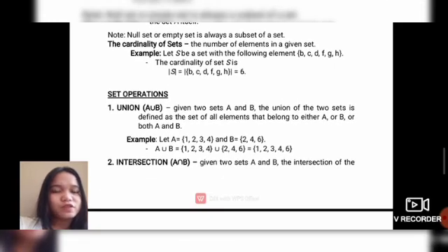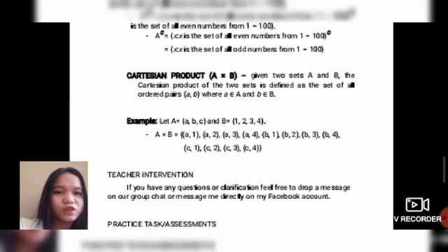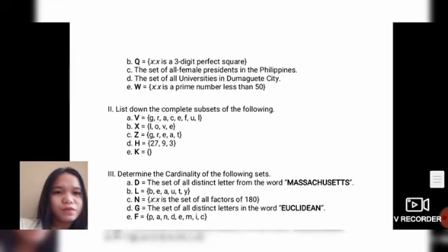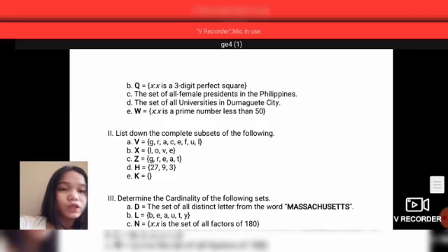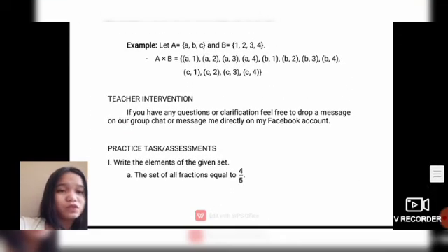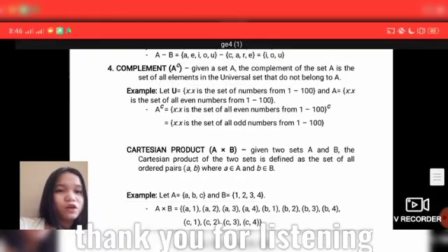Set operations are: the first one is union, second one is intersection, third one is set difference, fourth is complement, and the Cartesian product. And that is the practice task assessment. I know you already know and have read about this, so I'm not going to tackle all of these.